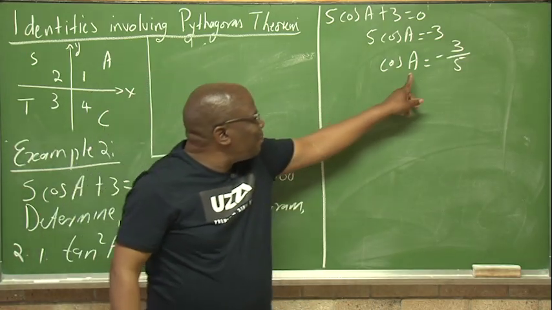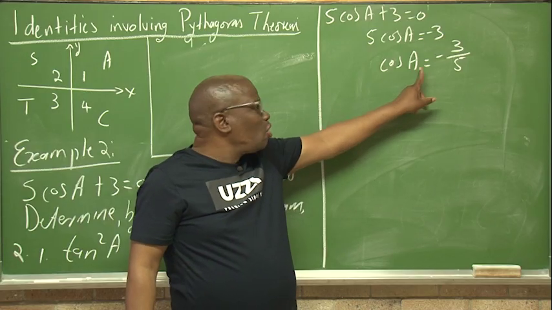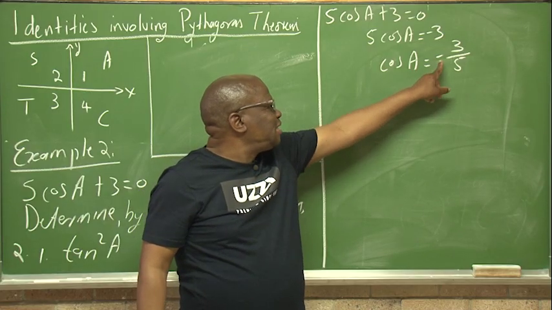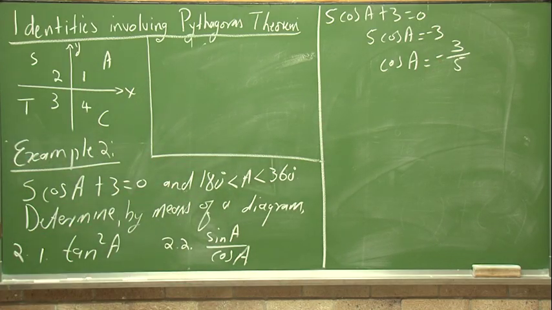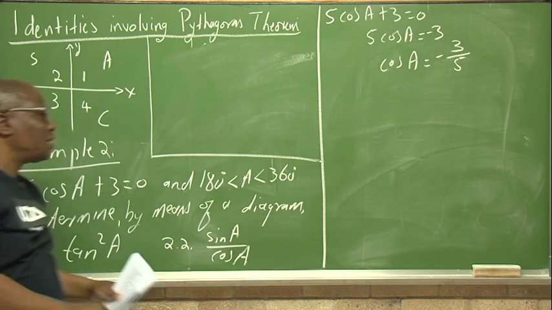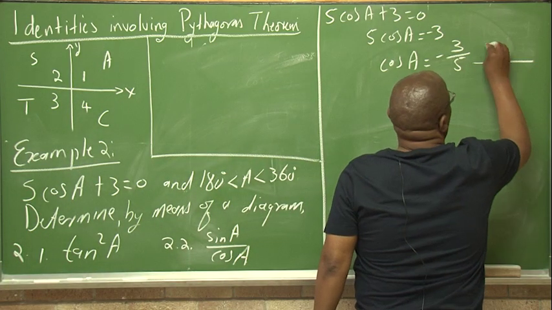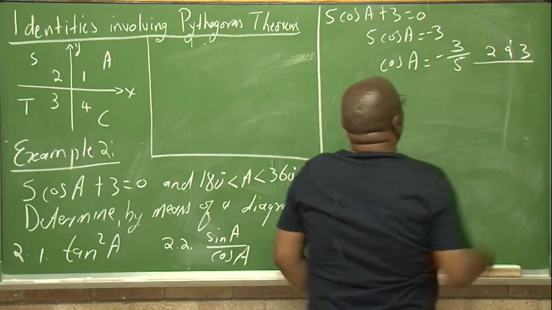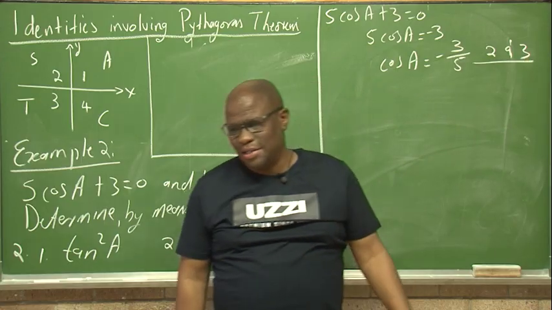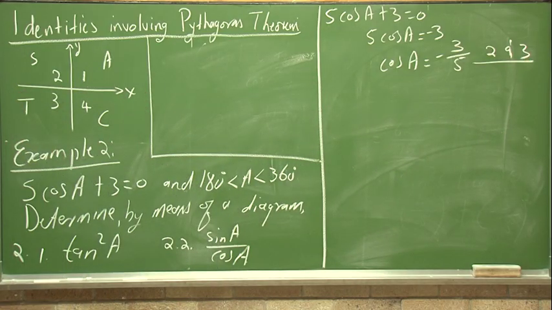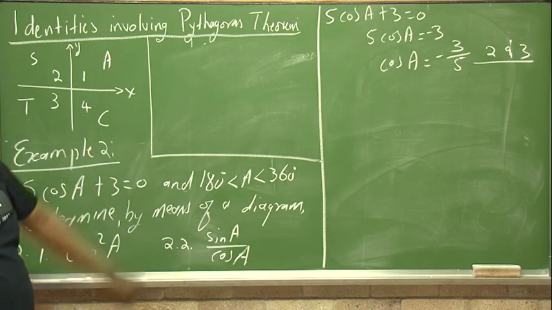In which quadrant does angle A lie? Cosine is negative. You've got a negative trig ratio there. So in which quadrant is cos negative? If you look at the CAST diagram, in the first and fourth, cos is positive. In the second and third, cos is negative. Therefore, cos is negative in the second and third quadrant. We must draw a right-angled triangle either in the second or third quadrant.